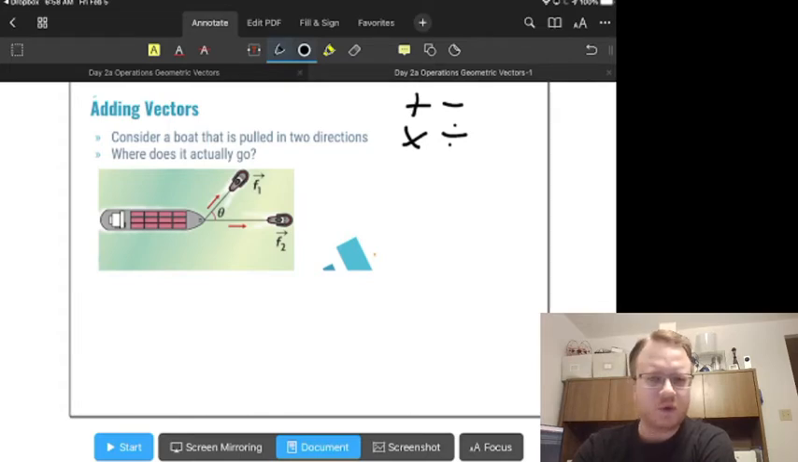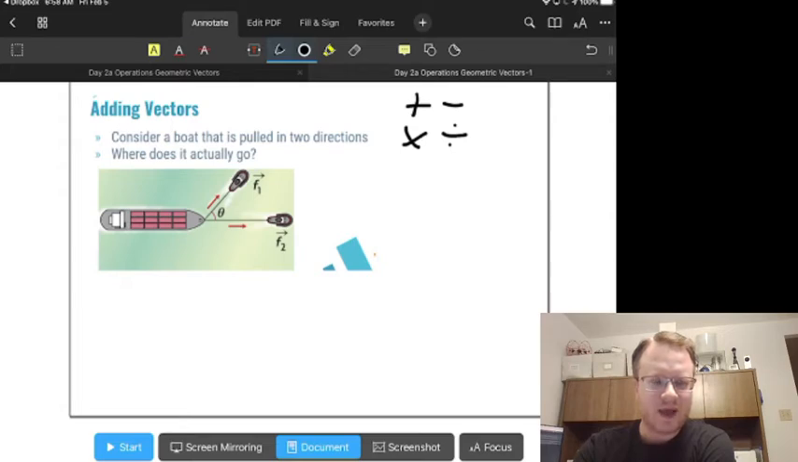So what kind of problems will we use this for? Let's take a look at an example. Adding vectors. Consider a boat that is being pulled in two directions. Where does it actually go? So if we just had this single force vector here, so this tugboat pulling the big boat, it would just go straight to the right, or in many cases we would say due east. But there's another boat pulling at an angle here.